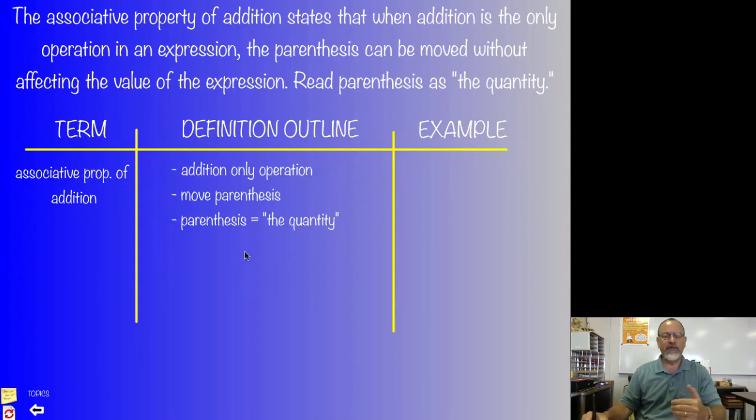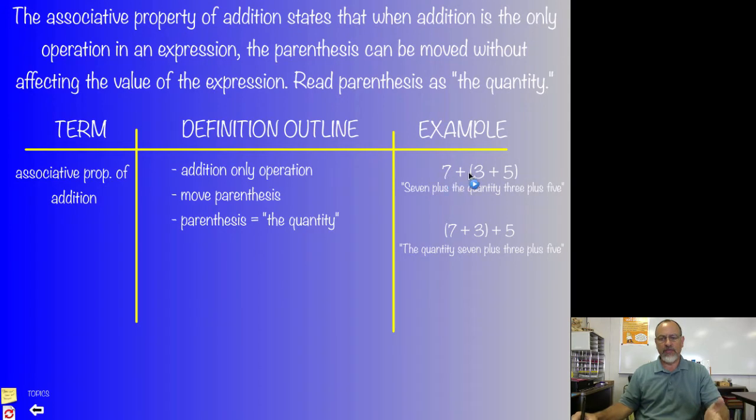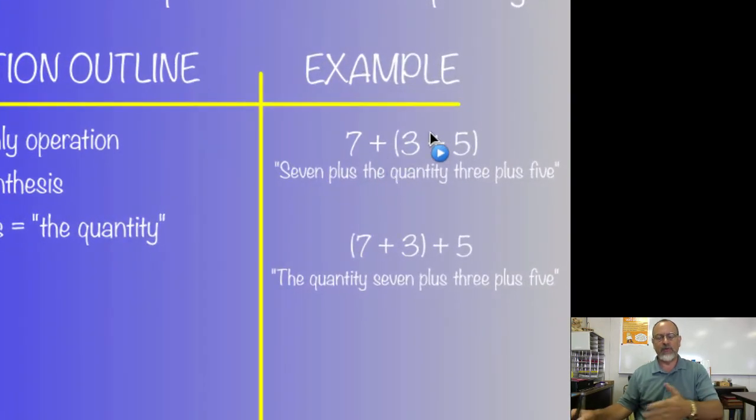So the associative property of addition applies only to addition, or if addition is the only operation that we're working with. It allows us to move the parentheses, and when we see the parentheses we're going to say the quantity. So in my first expression here, 7 plus, and then I have parentheses, how do I say that? I don't say 7 plus parentheses 3 plus 5 parentheses. I don't say it like that. The correct translation would be 7 plus the quantity 3 plus 5. So instead of saying parentheses, I use the phrase the quantity.